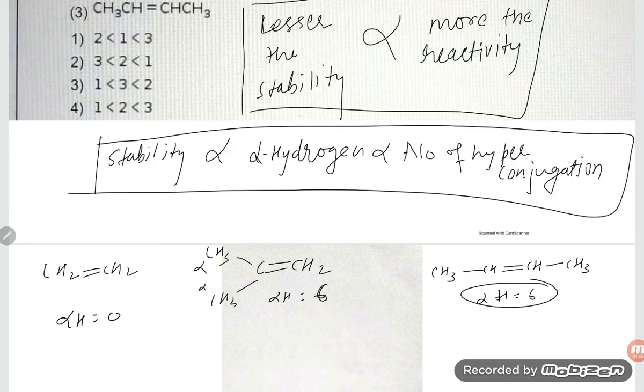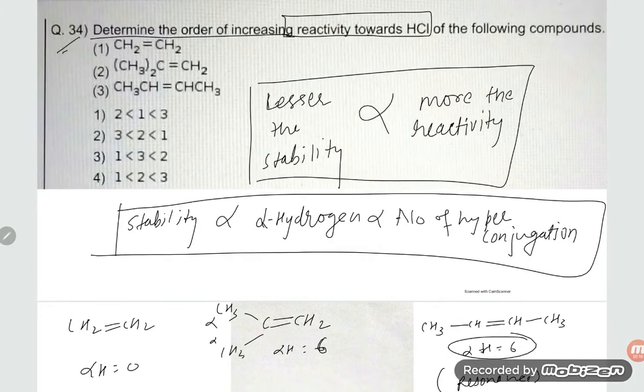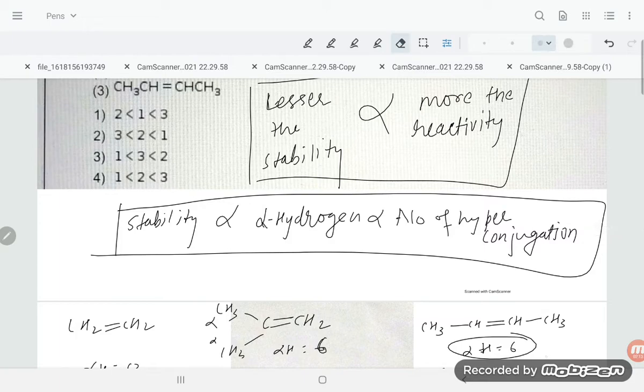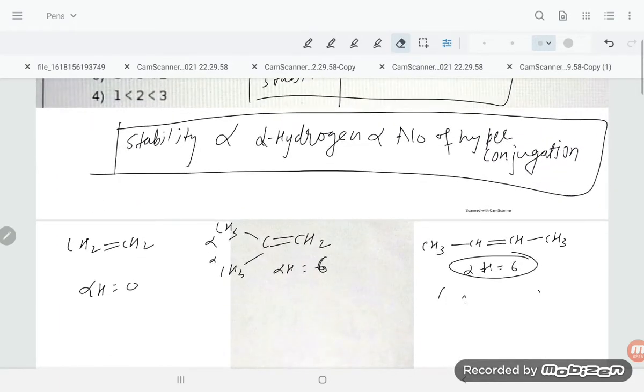Here both are 6, students, but in this one, along with hyperconjugation, resonance will be there. Resonance is also there in the second case, so we cannot decide on only one thing. Here the carbocation will form in these cases. Carbocation possibilities are there. So here it will be 3 degree.